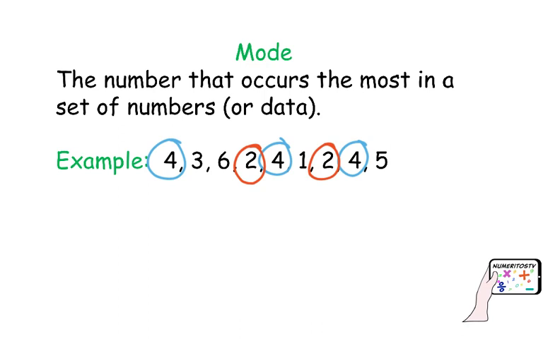The frequency of 4 is 3 times. That means that 4 repeats the most. So 4 will be our mode in this data. If you want to arrange them from least to greatest, it's also easier to see that 4 will repeat 3 times.